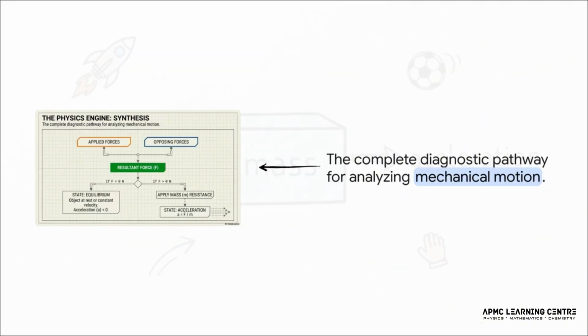And there you have it. This flowchart right here, this is basically the complete blueprint for our engine. You figure out all the forces, find the resultant, and that tells you exactly how the object is going to accelerate. It's a logical pathway that works for anything, anywhere in the universe.